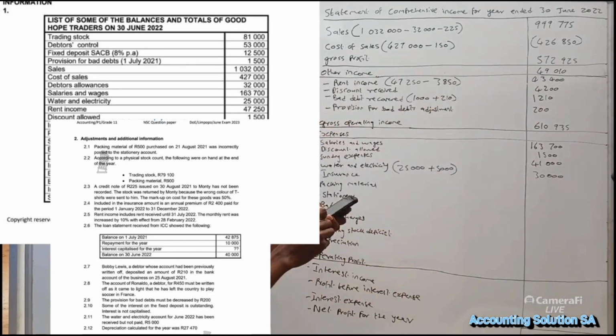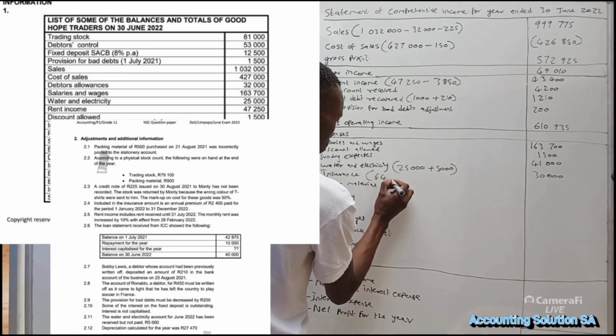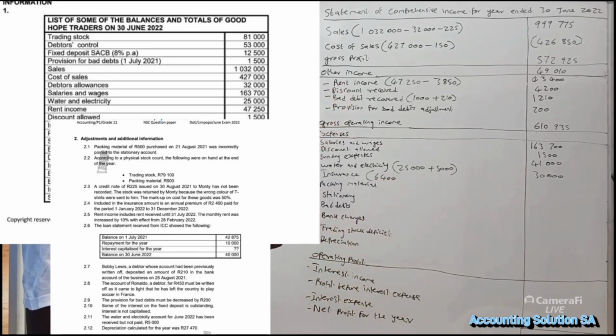Simple. Okay, now let's go to insurance. For insurance, we have to open a bracket because we have some workings that we need to do. The first one, we take it from the trial balance, which is 6,400. Then after that, we go to additional information and read.